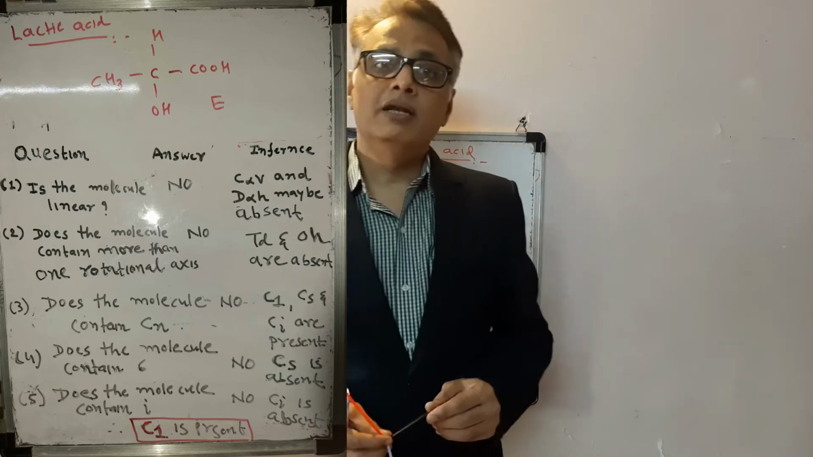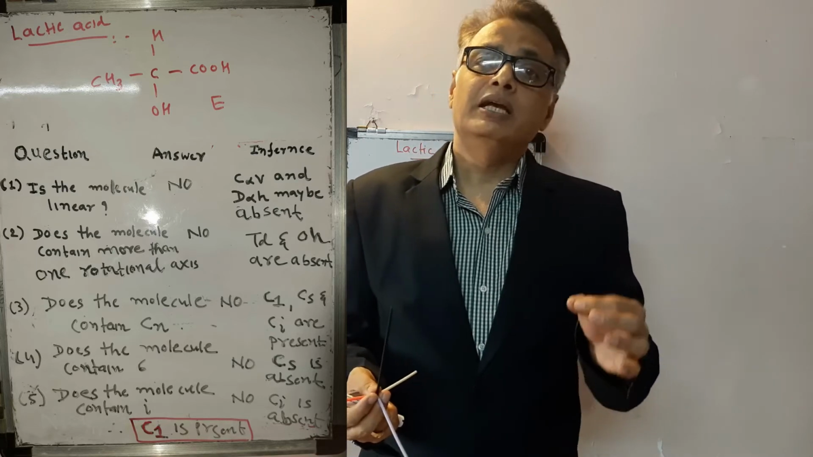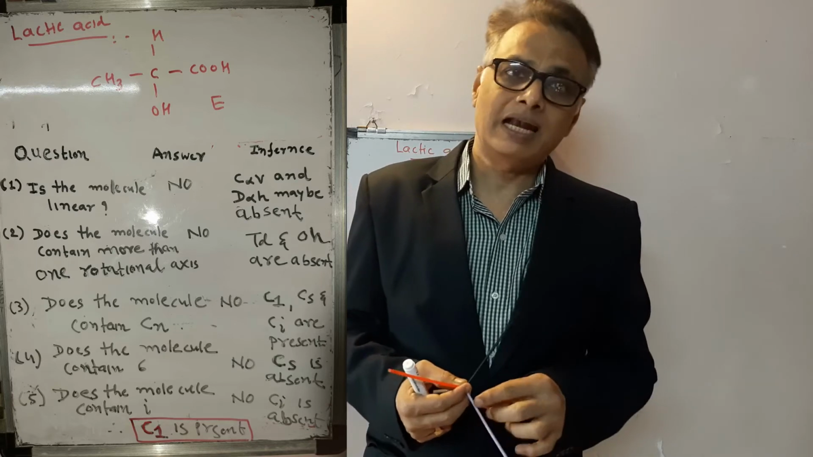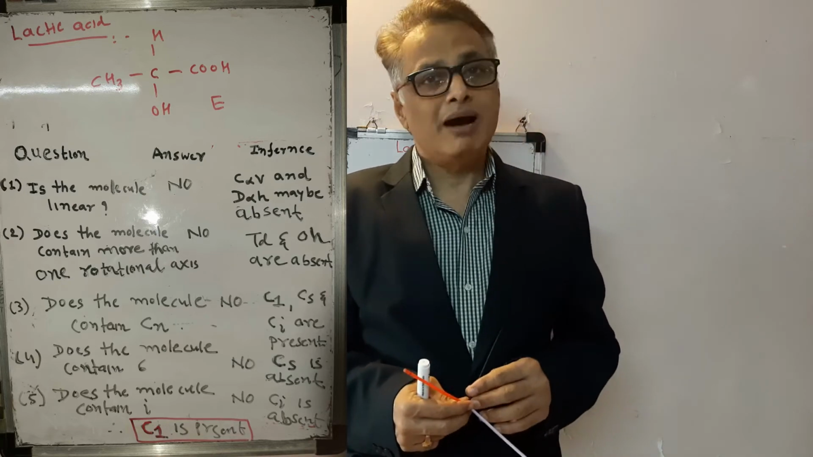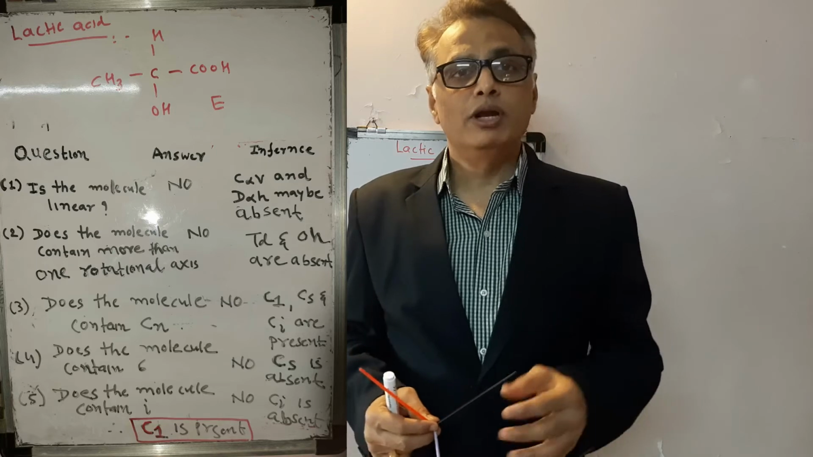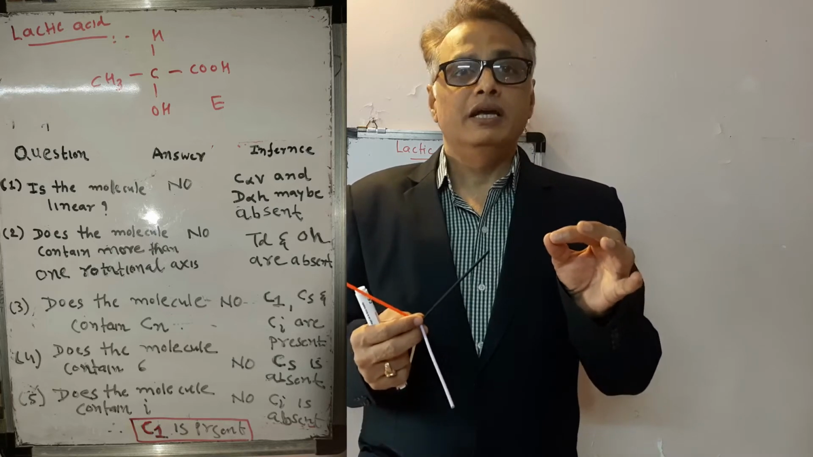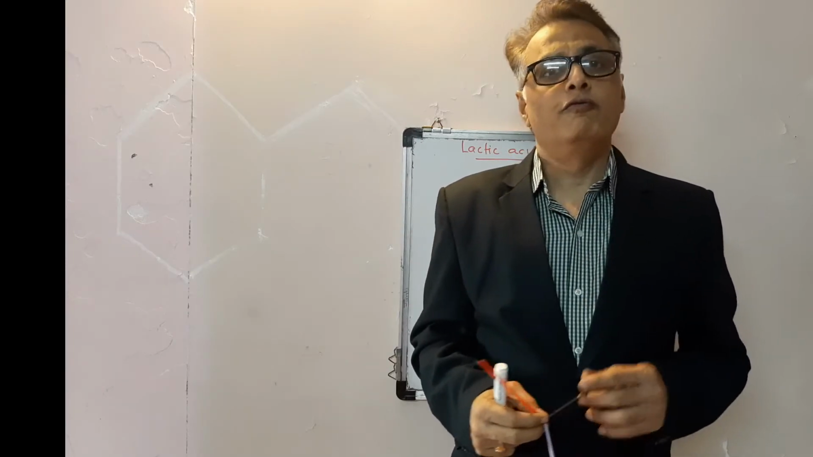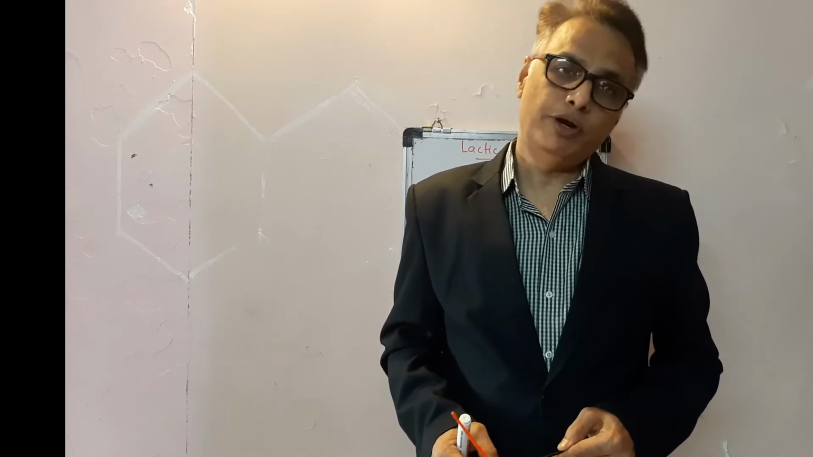Does the molecule contain a CN axis? Answer is no, it doesn't contain a CN axis. That means it belongs to C1, CS and Ci point groups. So C1, CS and Ci are present. Next question we are going to ask: does the molecule contain sigma H? Answer is no. That means CS is absent. Does the molecule contain a center of symmetry? Answer is no. That means it contains the C1 point group. So the point group of lactic acid is C1. Fluorochlorobromomethane is an example of a molecule which belongs to the C1 point group.